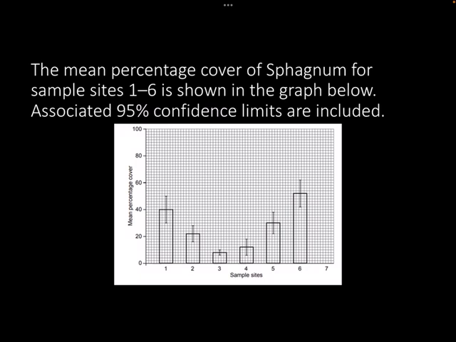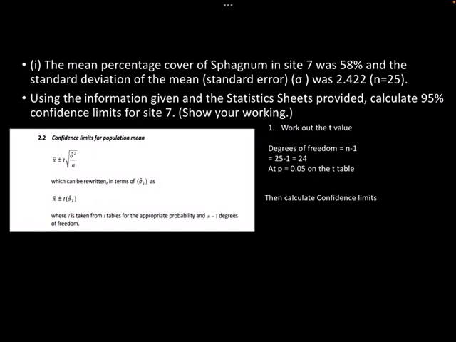The mean percentage cover of sphagnum for sample sites 1 to 6 is shown in the graph below, and their 95% confidence limits are included. The mean percentage cover of sphagnum in site 7 was 58%, and the standard deviation of the mean was 2.422, where n is equal to 25. So you have been given the standard deviation of the mean value, and you've been told how many were in this sample. So using the information given and the statistics sheets provided, you've been asked to calculate the 95% confidence limits for site 7 and to show your working out.